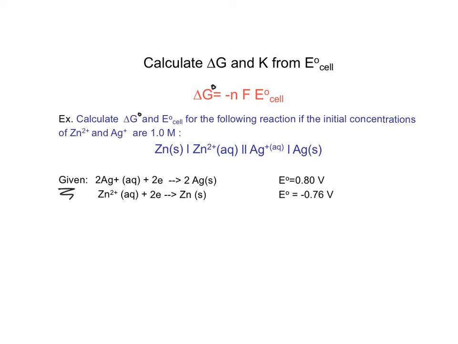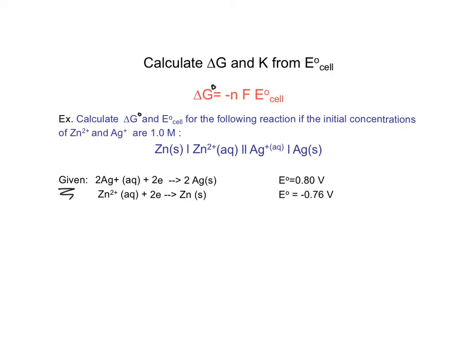The other way you can think about it here is the silver is the reduction, so that one's going to go as written, and the zinc is the oxidation, so you're looking at zinc going to zinc 2 plus, so this one has to be flipped, and that's consistent with the fact that you have to subtract this one.